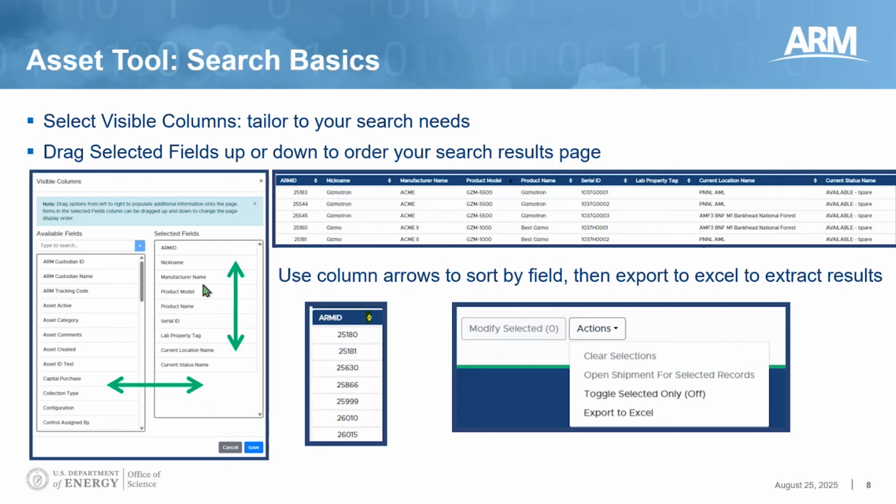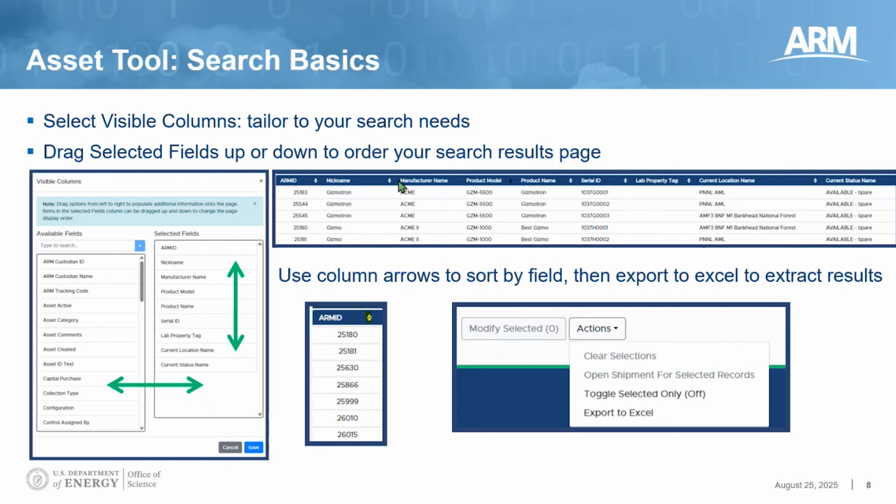You can then sort those fields up and down, and that determines how it's going to feed out into your search results page. So if you see these selected fields here, they populate across the page just like this. If you move them up and down, these columns are going to change in their order. And then you can also sort columns by using these up and down arrows here for columns that have that.